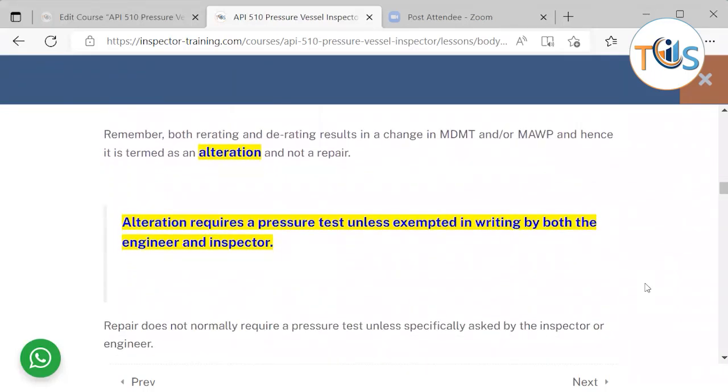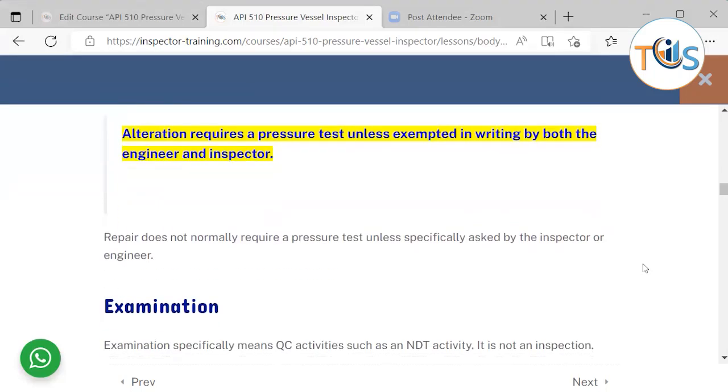So alteration also normally requires a pressure test unless exempted in writing by both the engineer and inspector, while repair does not normally need a pressure test unless, again, recommended or deemed reasonable to do by the inspector.